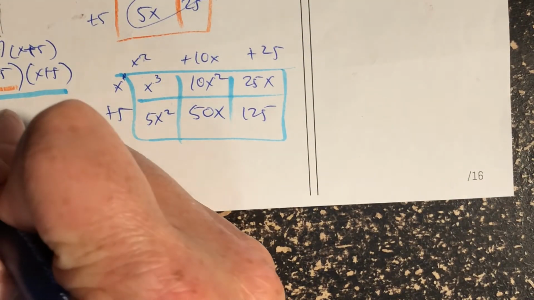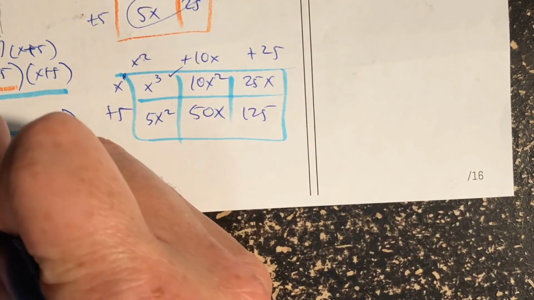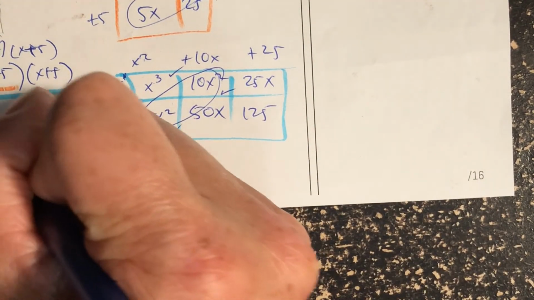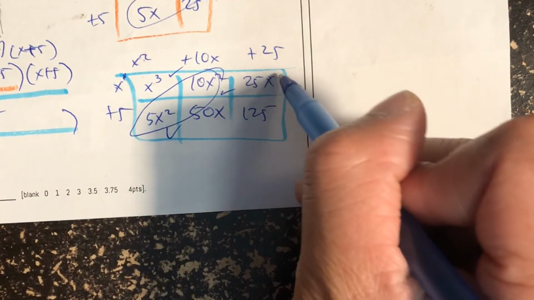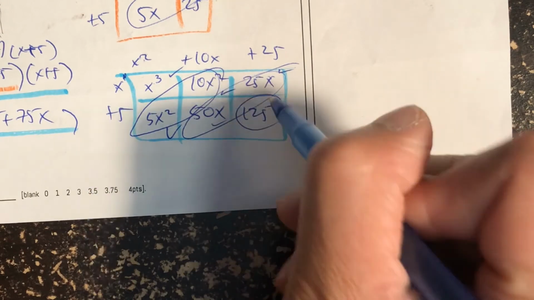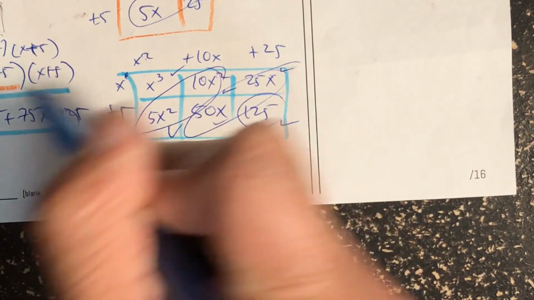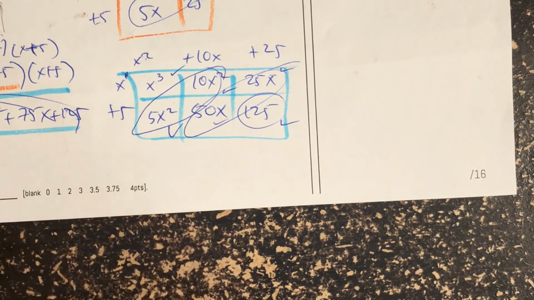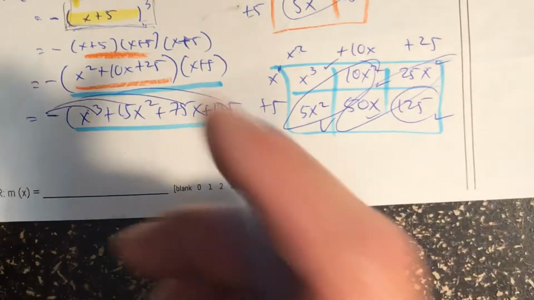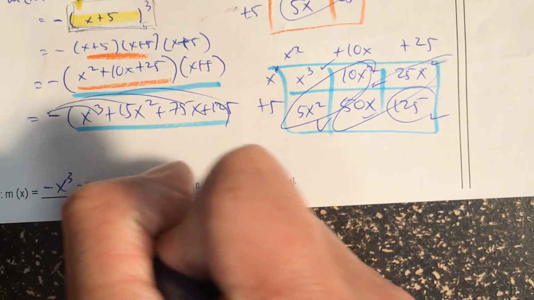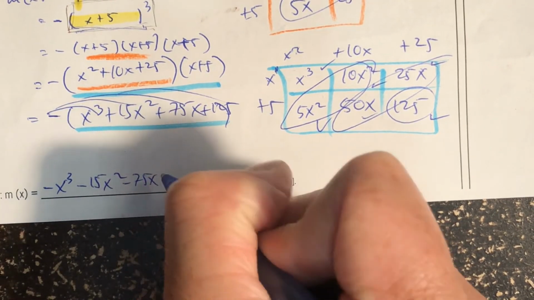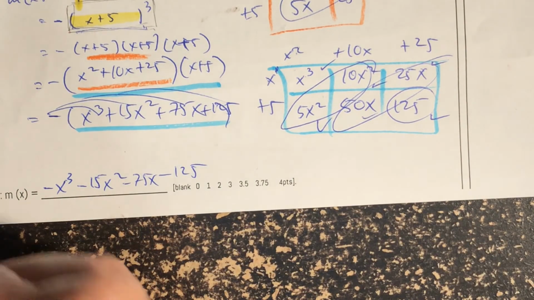So I put it in here. Put a check. X cubed. These two check. Adding those together, 15x squared. These two, which would give us 75x, and then 125. And then the negative sign means you just switch all of the math operations. So the answer would be negative x cubed minus 15x squared. So I'm switching all the signs. Negative 75x minus 125 would be my answer.